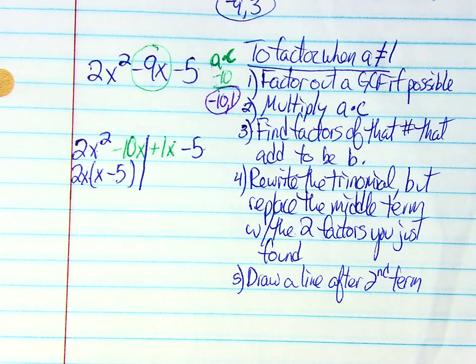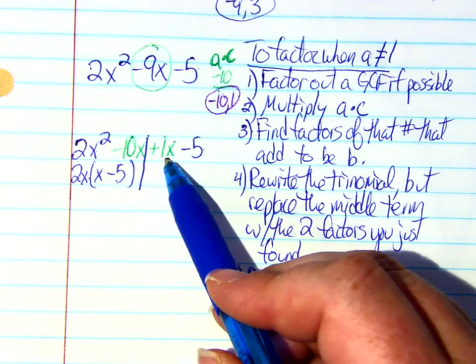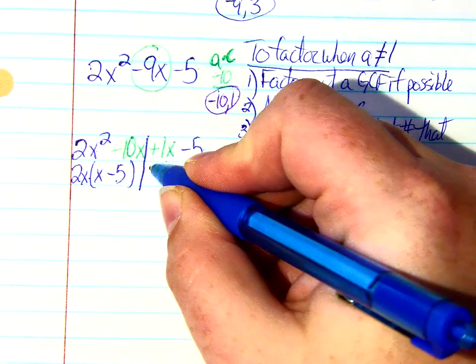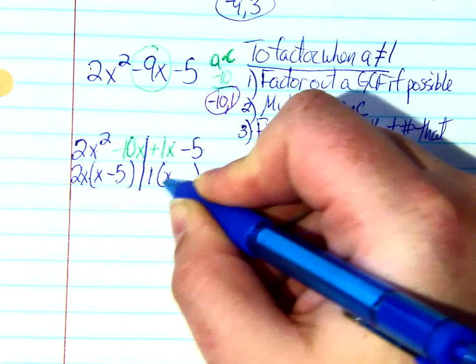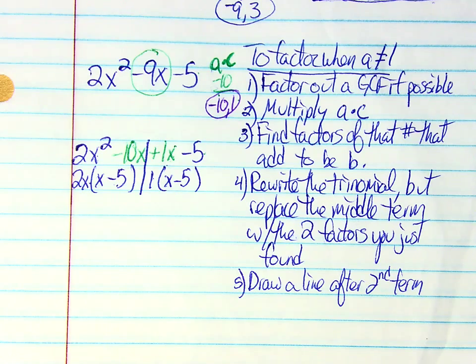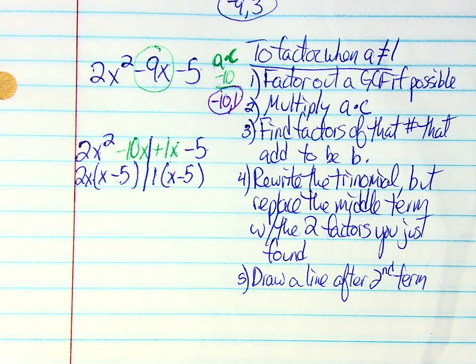Okay, on the other side, what can I factor out of 1x minus 5? There's really nothing that I would normally pull out, but I have to take something out, so the only thing I'm going to take out here is a 1. Okay, so I'm going to take out a 1, and then I'd still have x minus 5 left over. Nothing changed, right? Because if you just factor out a 1, you're not changing anything. We'll do another example where that does not happen.